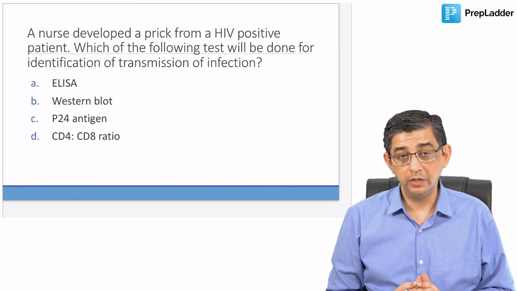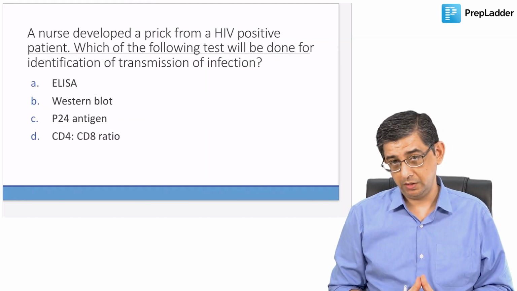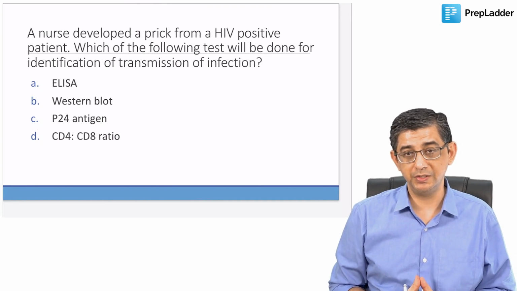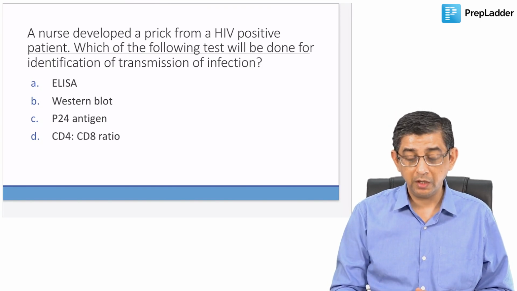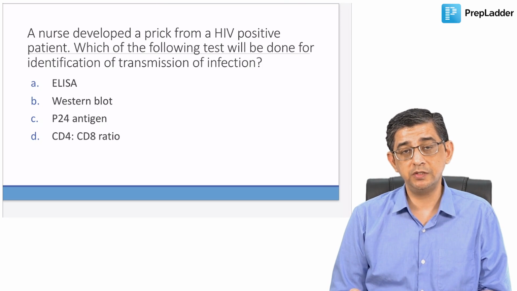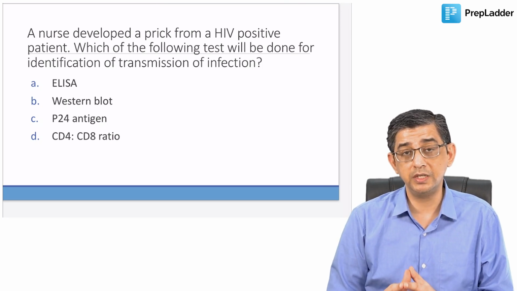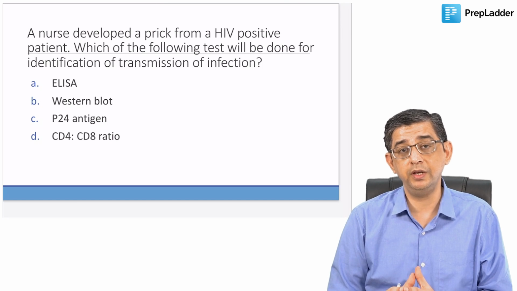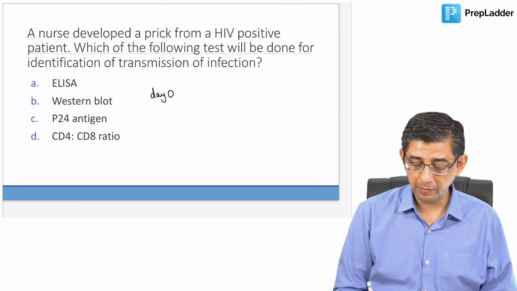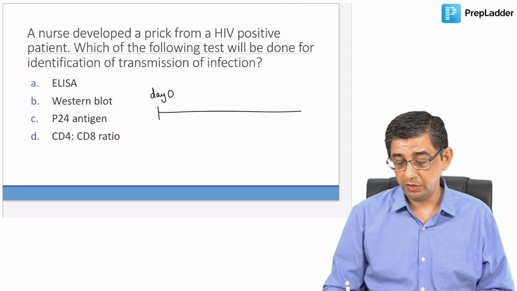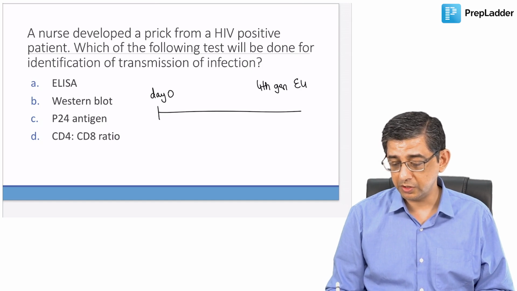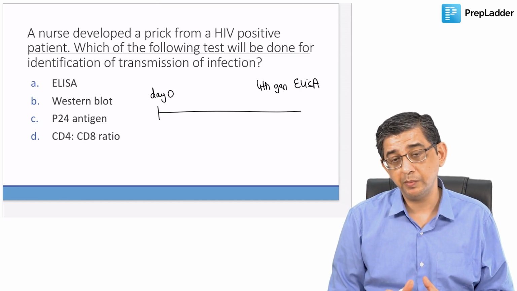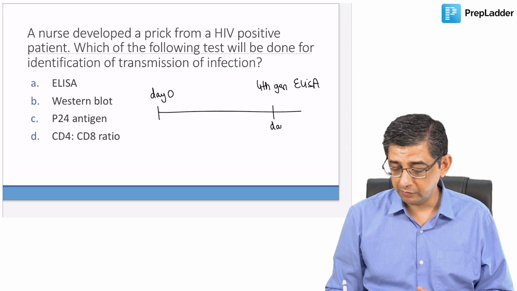The next question talks about a nurse who has developed a prick from an HIV positive patient. He did not ask about post-exposure prophylaxis. He said, what test will you do to identify the transmission of infection? The point is that once she gets the prick, the ELISA test will not become positive immediately. Even the fourth generation ELISA test becomes positive only on the 22nd day. Let me say day 0 is the time she got the prick. Even the most advanced ELISA test for HIV infection, the fourth generation ELISA with a sensitivity of 99.5%, usually turns positive on the 22nd day of acquiring the infection.